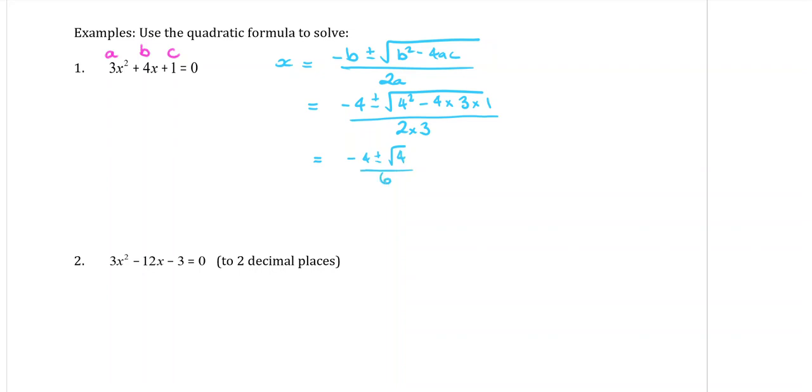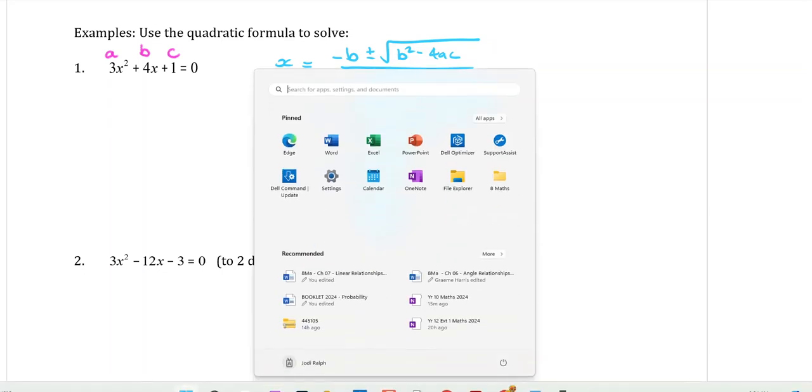So it's minus 4 plus or minus square root of 4 over 2 times 3, which is 6. Now, this happens to be a very nice question because the square root of 4 is a nice number, it's 2. So I have got minus 4 plus or minus 2 over 6. And as I said, because this is such a nice question, I can even go a step further and work out the two solutions from there.